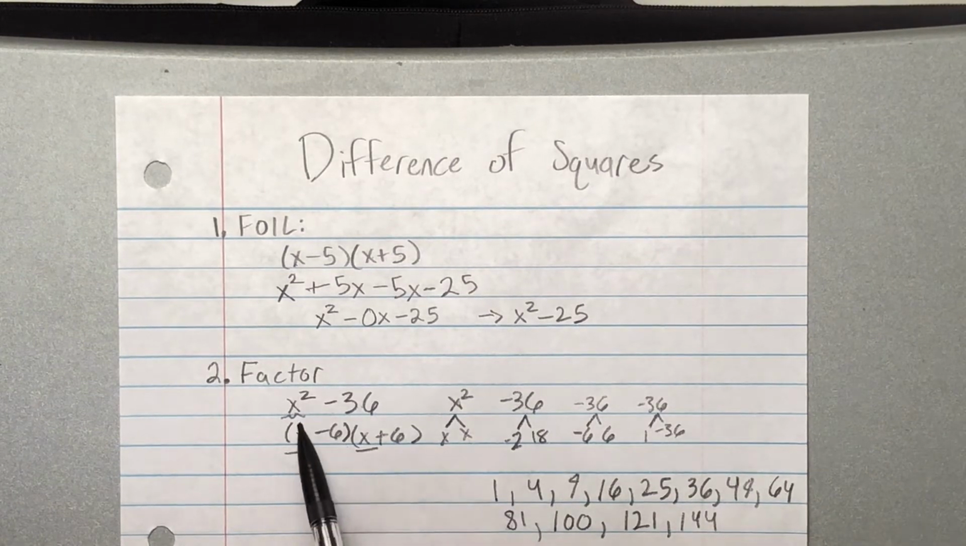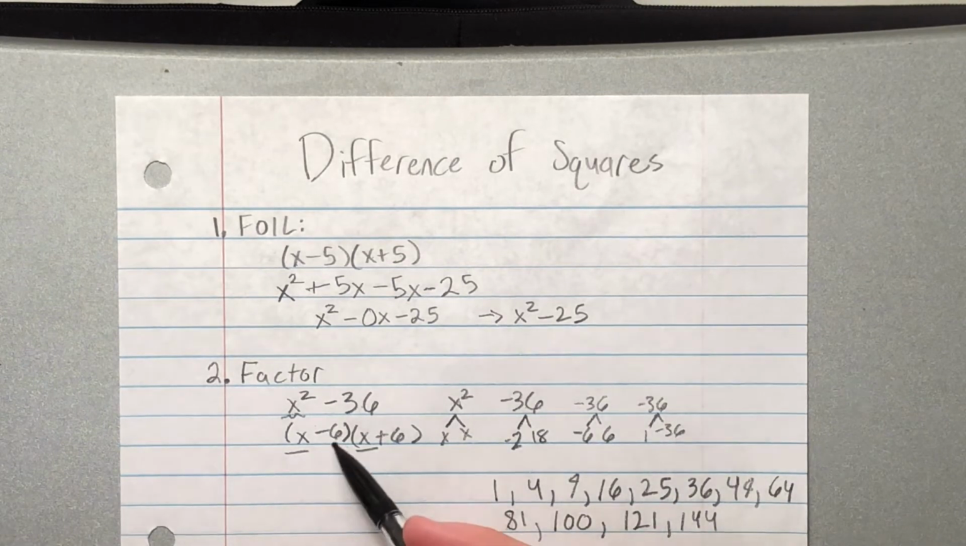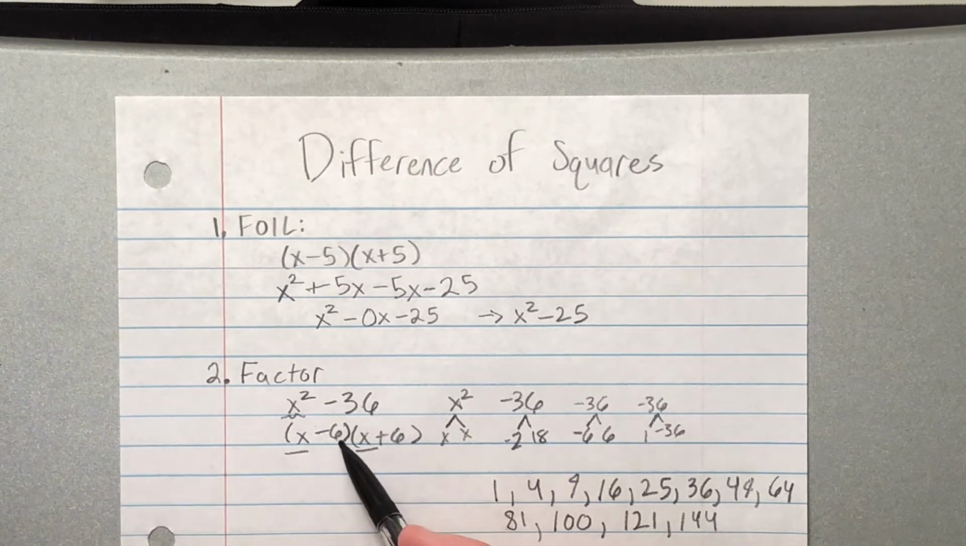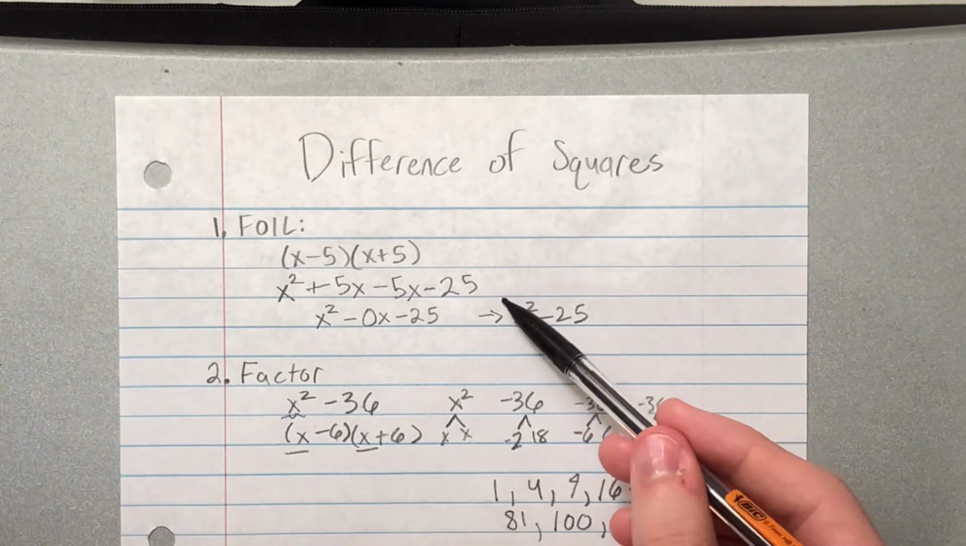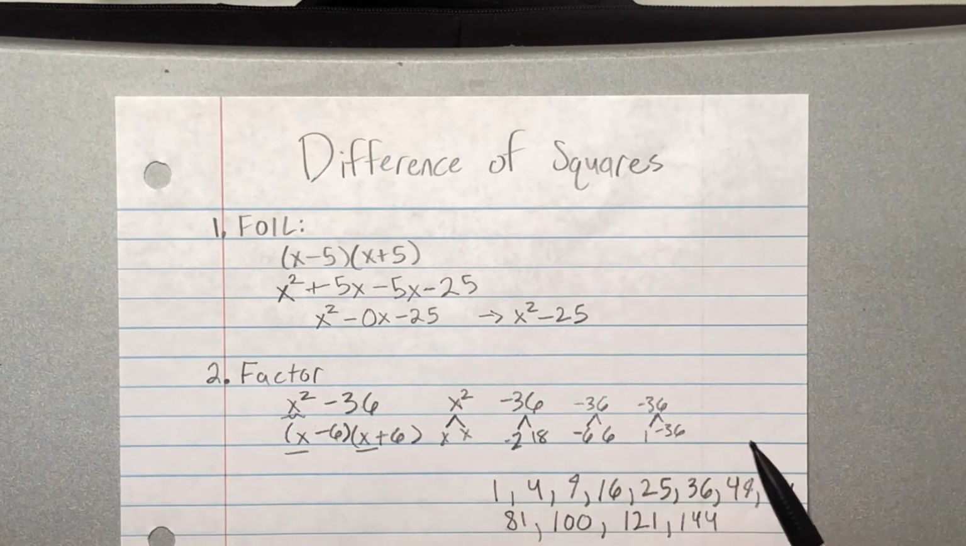So anytime I have x squared or a number squared minus another number squared with no middle term, I'm thinking it's going to be this pattern of a difference of squares. I'm figuring out the factors of this last number that are the same. So if I were to FOIL this one back out like I did that top one, I would get nothing in the middle, or a 0 middle term. So let's try another one.